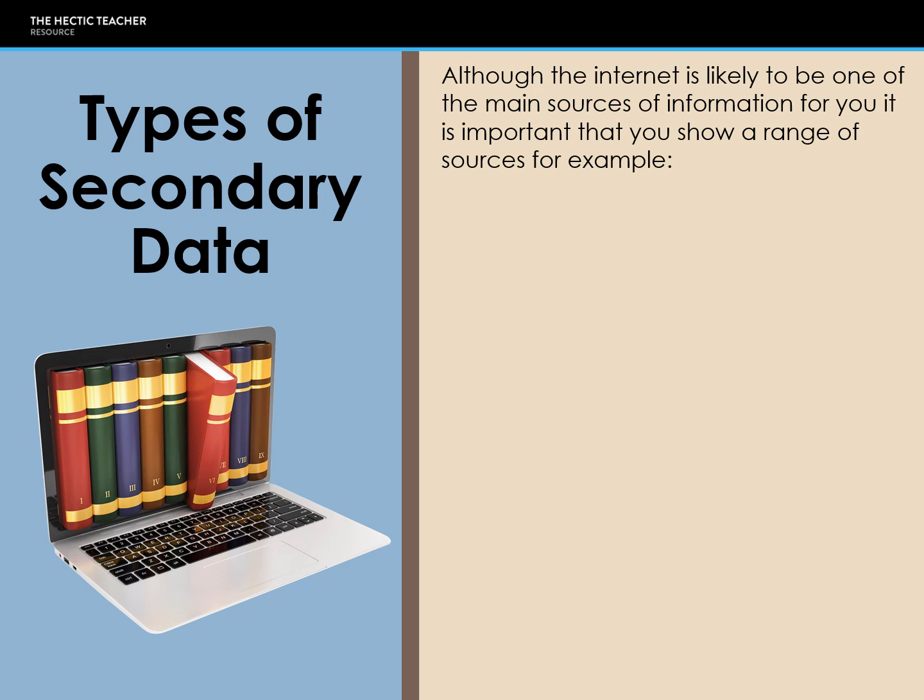And other forms of secondary data beyond the internet. The internet is obviously going to be the main source of information for you. It's easy to access. You've got your phone, you've got the computers in school, but you do need to show that you have used a range of sources. So things like books. We have a library. It's that building that's full of books. Use it.